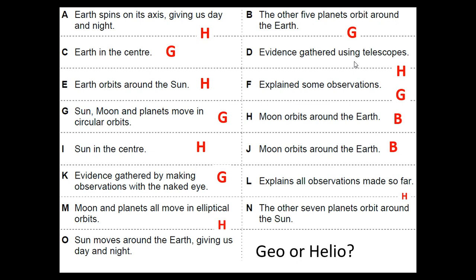That's the heliocentric. The other 7 planets orbit around the sun. That's Helio. And of course, Pluto is no longer a planet. More about that next lesson. And the sun moves around the Earth, giving us day and night. That was the geocentric model.